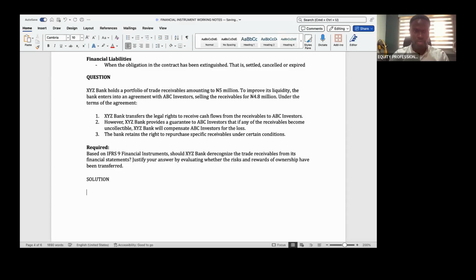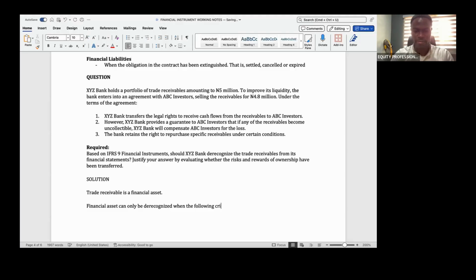Okay, good. Now, first is that this trade receivables, you know that is a financial asset. So the question is that should it derecognize it? You learned that financial assets can only be derecognized when the following criteria are met.